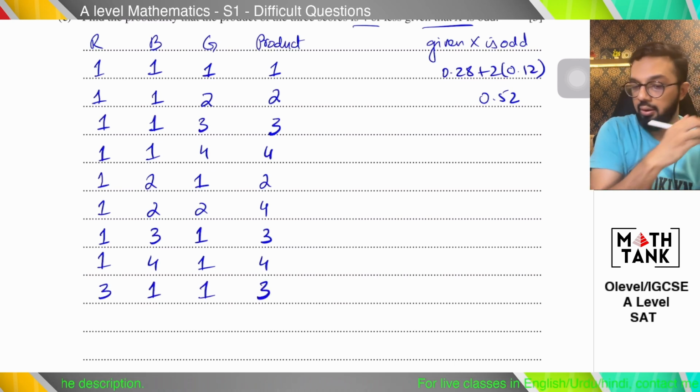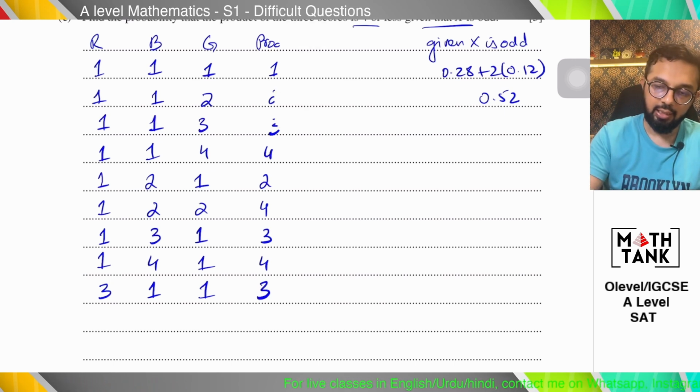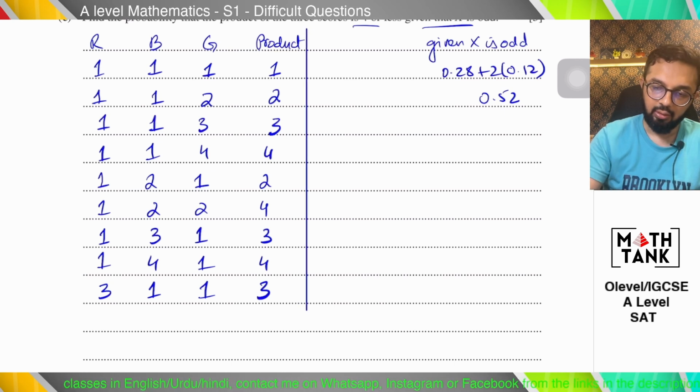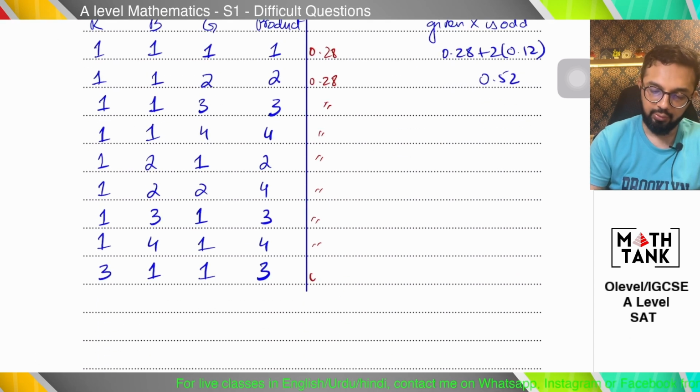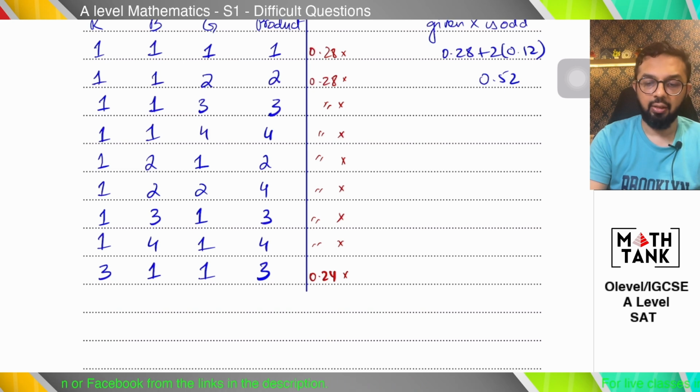Okay, 141. So getting 1 on the red die is simple. It's 0.28 from the table above. So all of these are 0.28. I'm just going to write that. What is the probability of getting a 3? It's 2 times p, so 0.24 in the end. Okay, and the rest all have to be fair. So 0.25 times 0.25, so 0.25 squared.